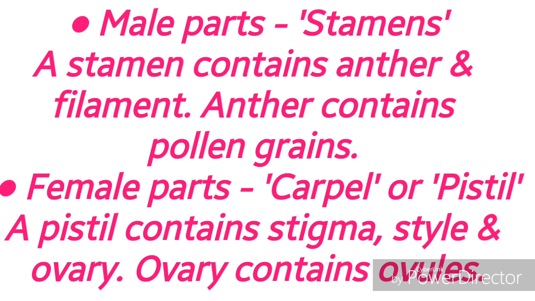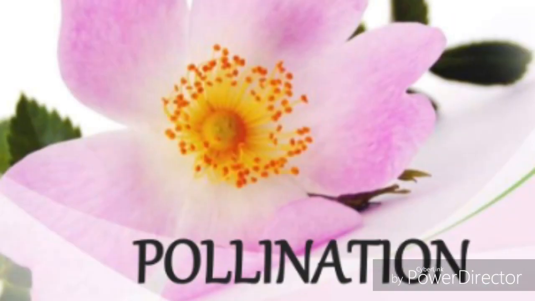The female part is the carpel or pistil. This female part contains stigma, style, and ovary. Ovary contains ovules. After pollination and fertilization, ovules develop into seeds and the fleshy part of the ovary becomes fruit. Students, pollination is the transfer of pollen grains from anther to stigma of a flower.